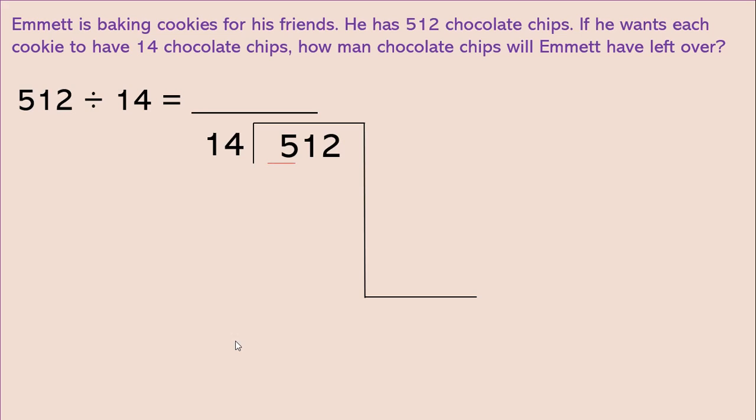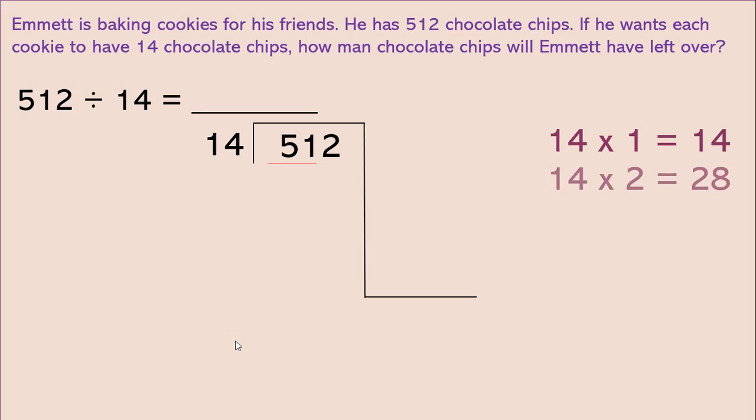We're going to start by looking at the 5 in the hundreds place. We have 500s. Ooh, we can't split 500s blocks into 14 groups. So what we're going to do is look at the tens. In our total number, we have 51 tens rectangles. Well, we can split 51 tens rectangles into 14 groups. So we're going to start by listing our multiples of 14.